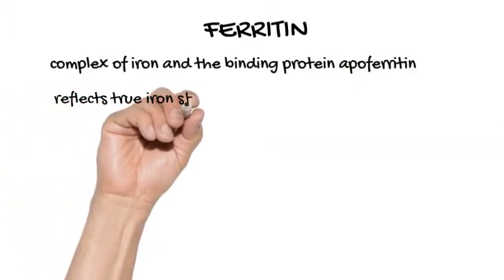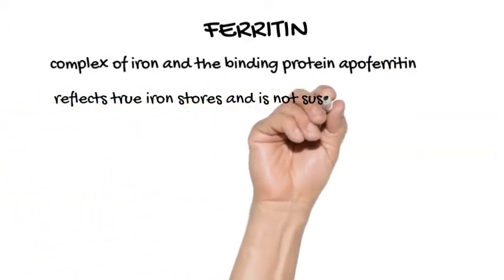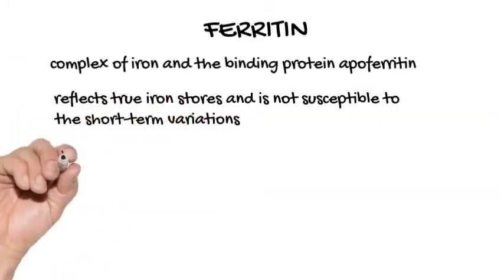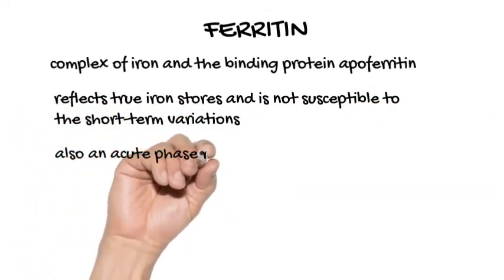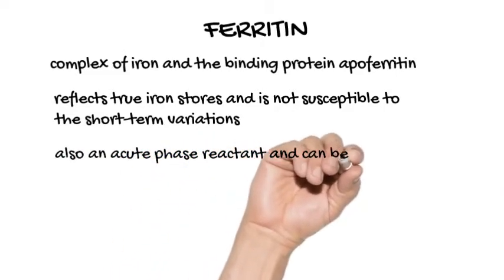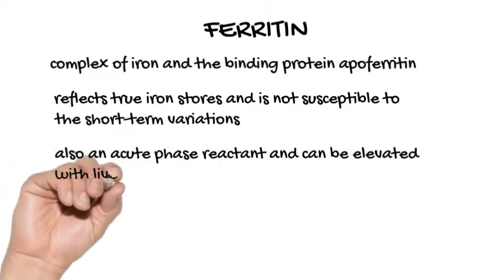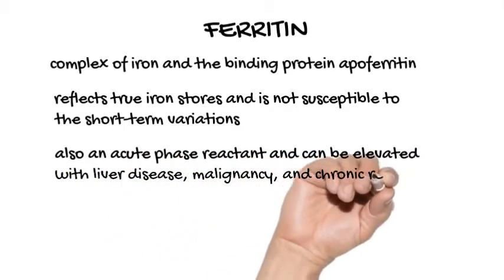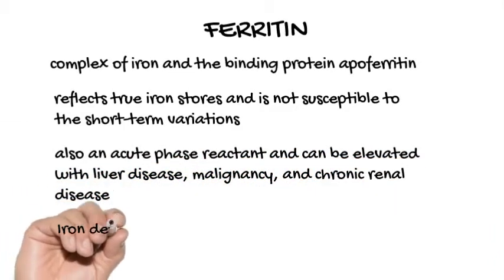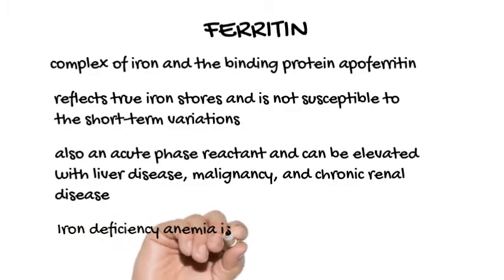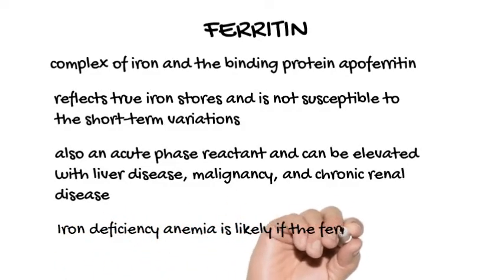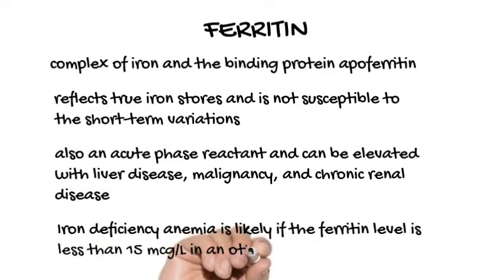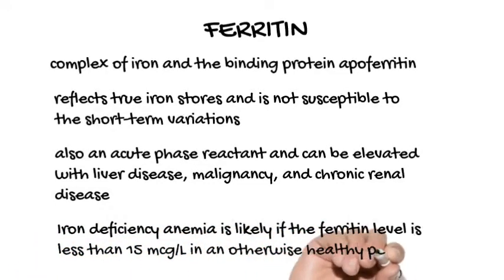Ferritin is a complex of iron and the binding protein apoferritin. Ferritin reflects true iron stores and is not susceptible to the short-term variations that occur with serum iron levels and TIBC. However, ferritin is also an acute phase reactant and can be elevated with liver disease, malignancy, and chronic renal disease. Iron deficiency anemia is likely if the ferritin level is less than 15 micrograms per liter in an otherwise healthy person.